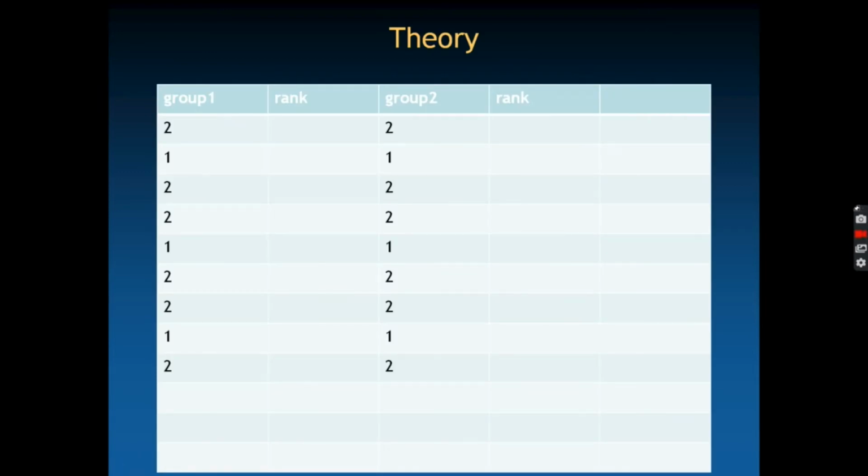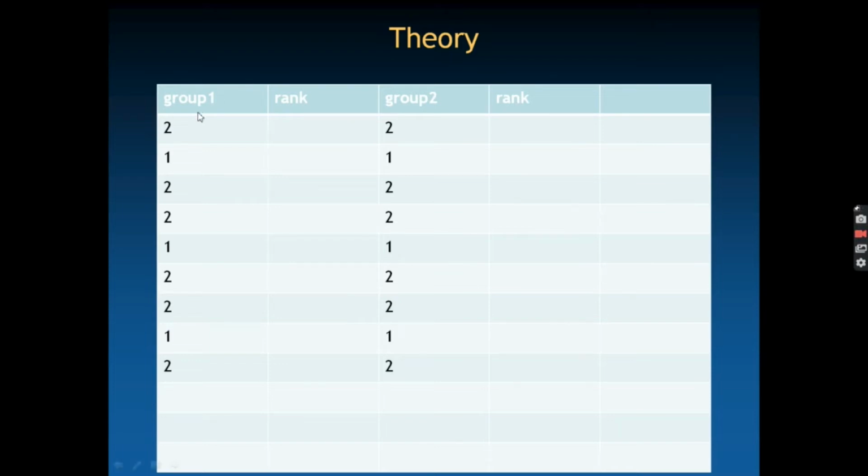So what is the theory behind the non-parametric tests, the Wilcoxon sum rank test and the Mann-Whitney U test? Don't confuse it with the Wilcoxon signed rank test. It is different from the Wilcoxon sum rank test. Okay, so we have group 1 and group 2. Suppose we believe that both the groups are equal. There is no difference between the two groups.